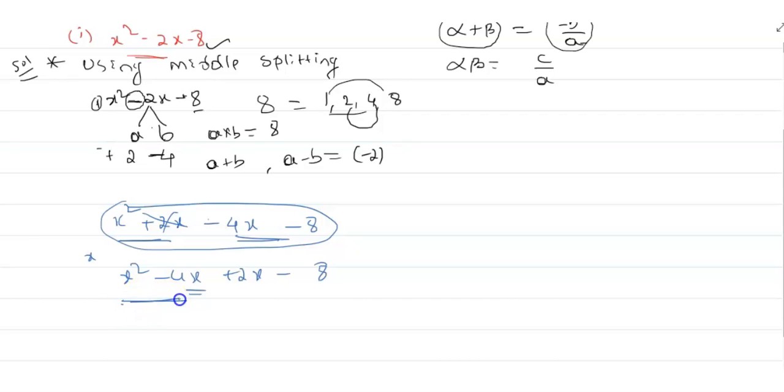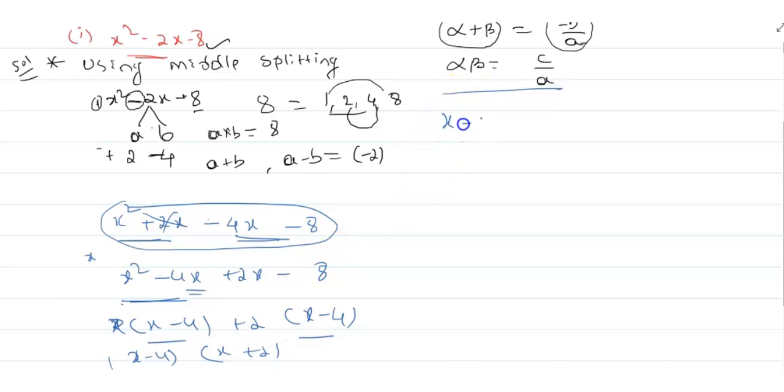Okay, in this if I take x common, what happens? Here I am left with x minus 4, and plus 2 if I take common here, I get x minus 4. So now x minus 4 is common in these two terms. Let's take x minus 4 common. What are you going to get? Once x minus 4 is out, I am left with x plus 2 here.